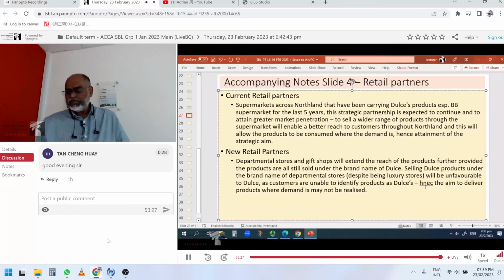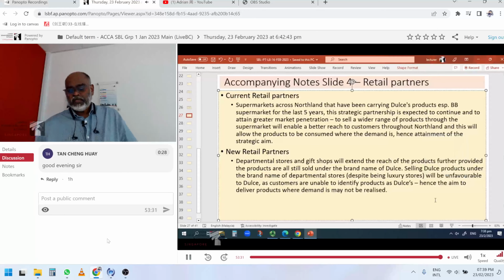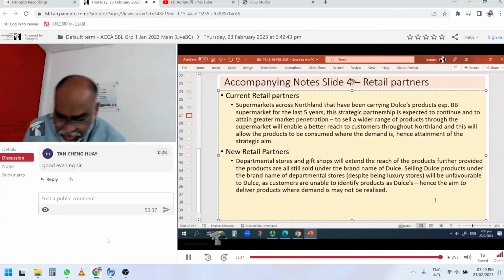Also, we won't like this because why? We become too dependent on who? We are too dependent on the bigger provider. Okay. The extension to gift shops.